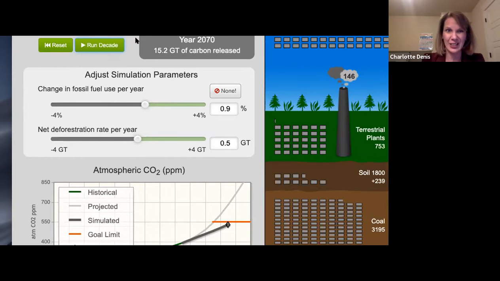Now that goal limit's actually way higher. It's marked at 550 parts per million carbon dioxide, which would correspond to a 3 degrees Celsius change, which we all know would be catastrophic. The Paris Accords are trying to get, say, a 1.5 degree change. So we're trying to get students to think about how to keep things under 450 parts per million, which is the recommendation from the Paris Accord.